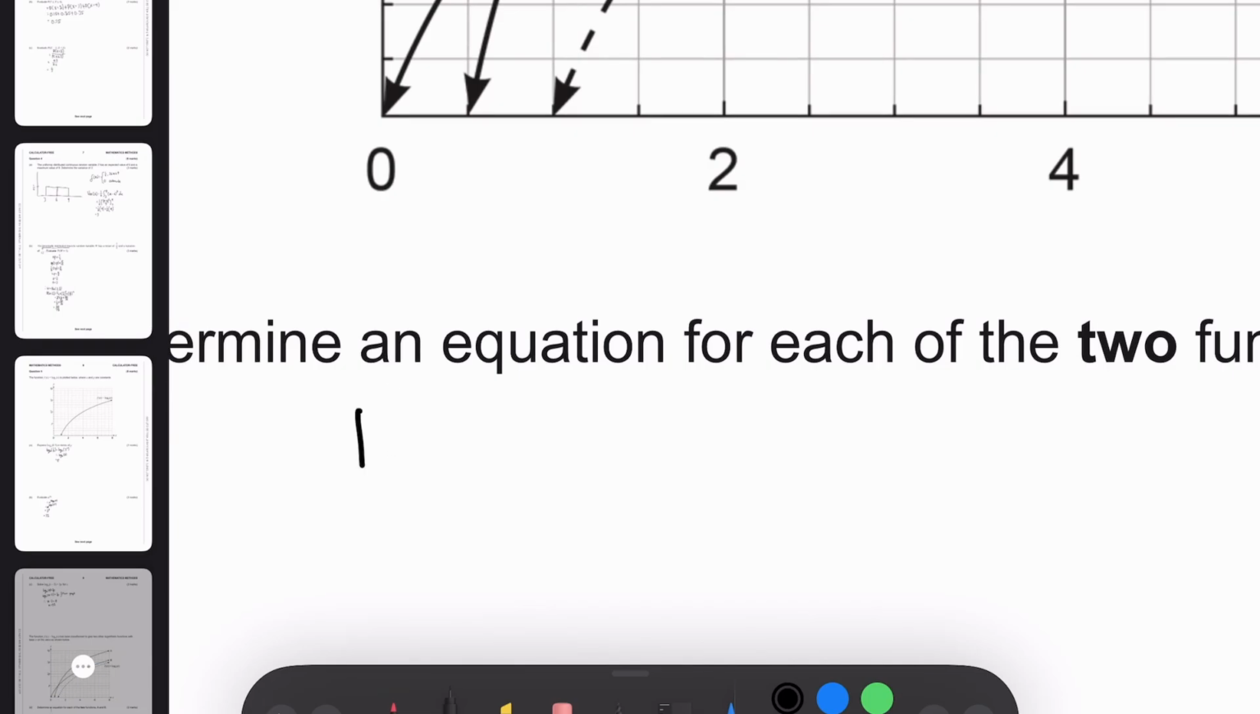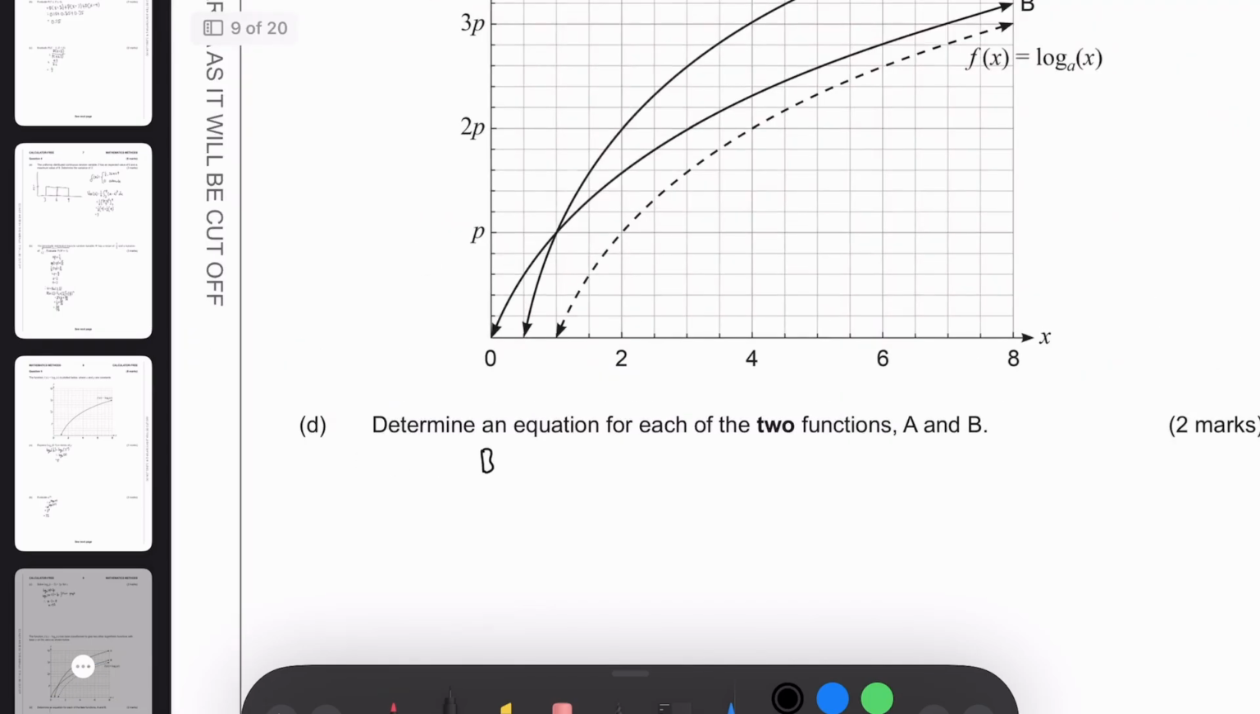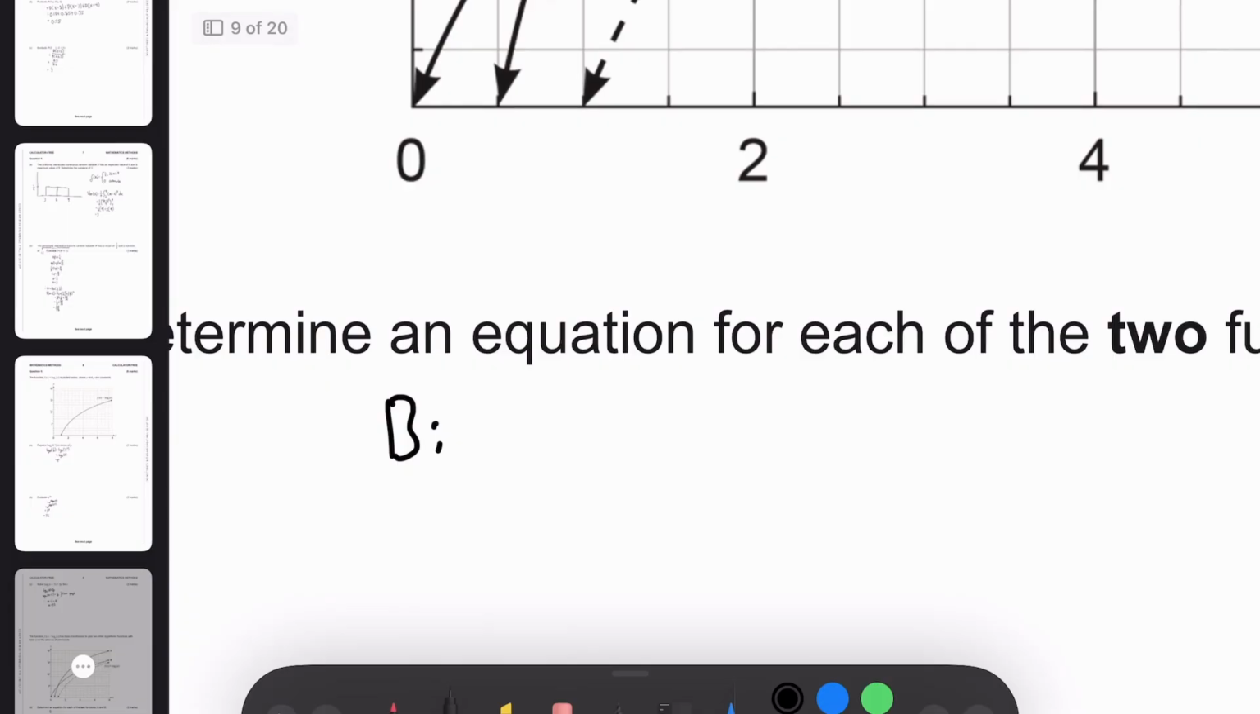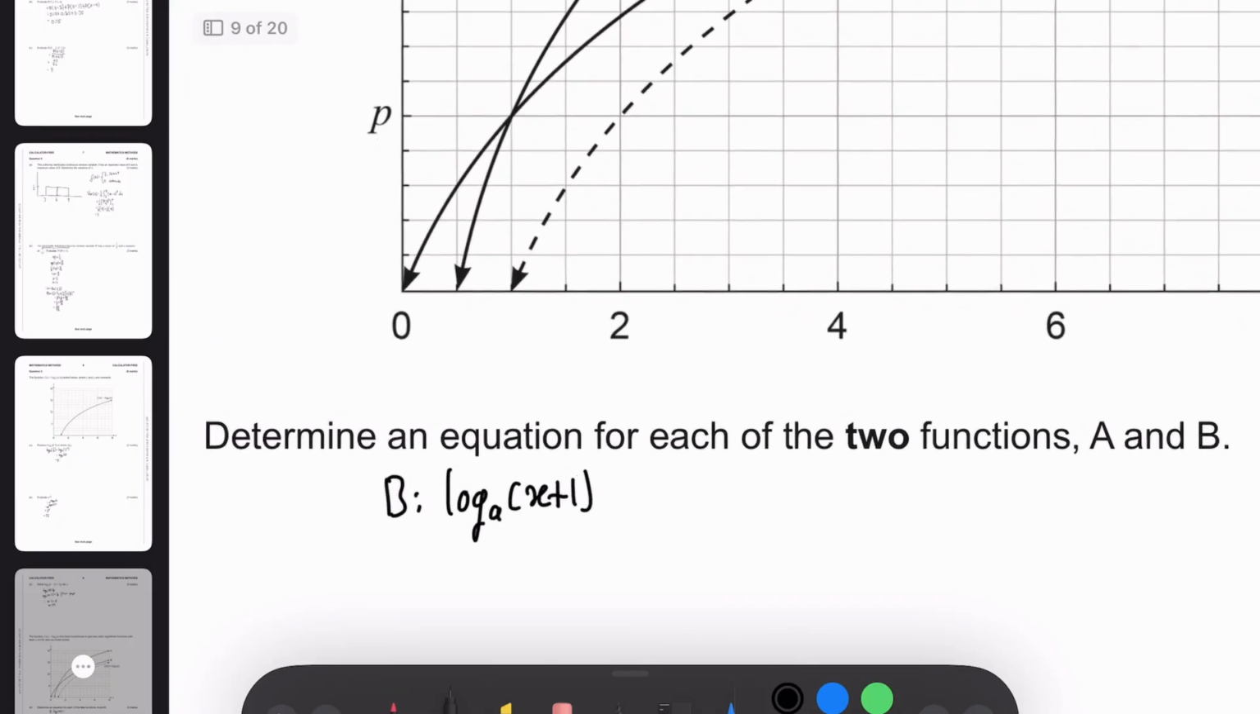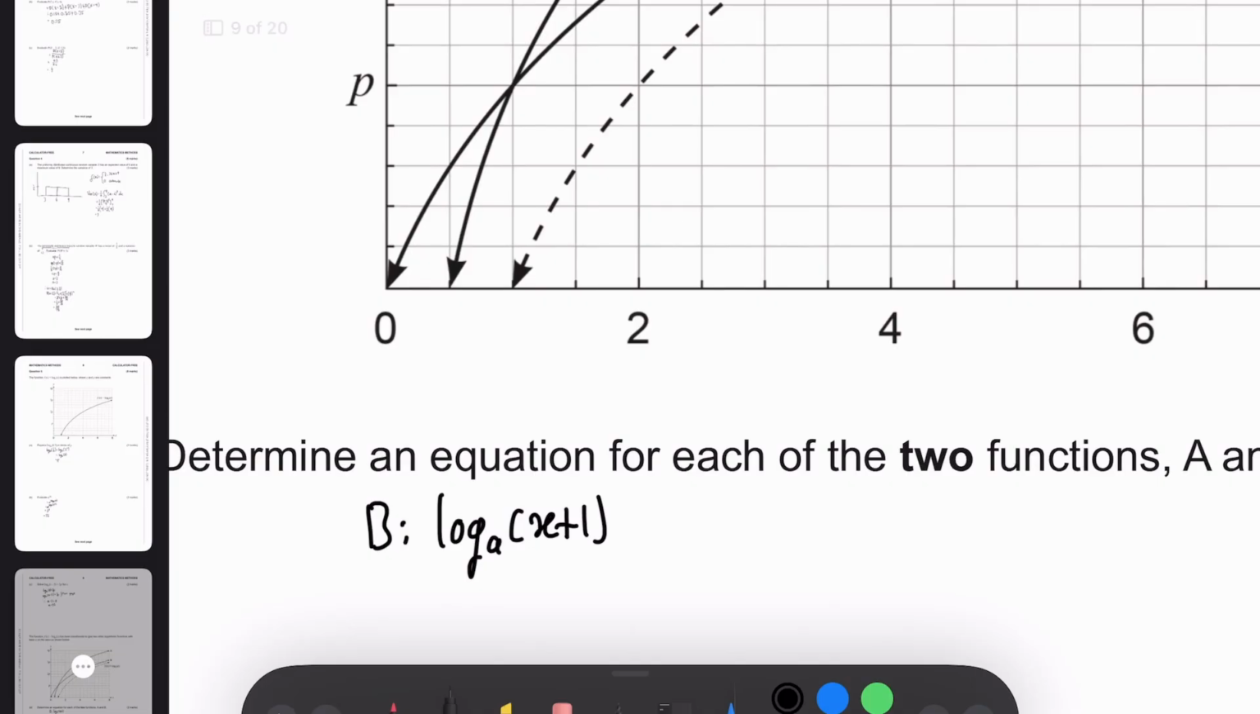meaning that we can write this as, so b, we'll just write it as log a of x. Since we're going to the left, this is going to be plus 1. Okay, now just to make sure this makes sense, let's put x equals 0 here. Then this will be log a of 1, which is also 0 in our initial function.